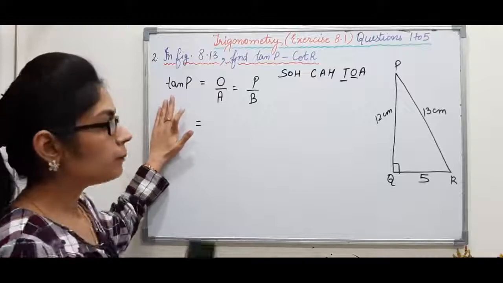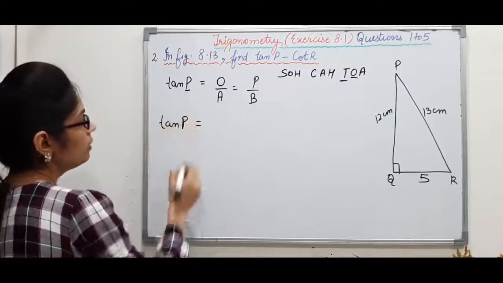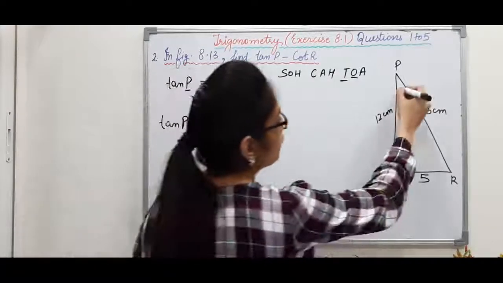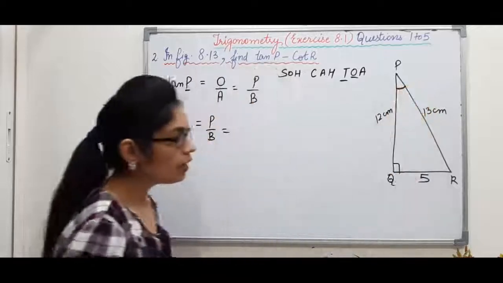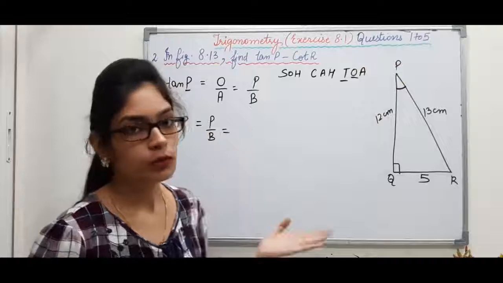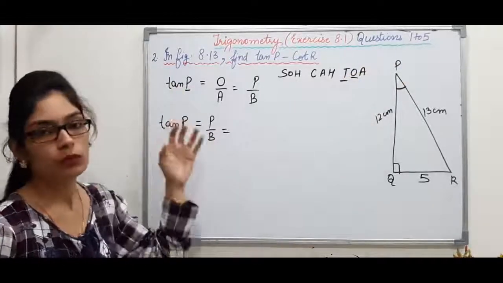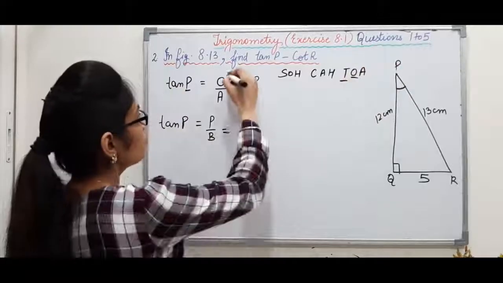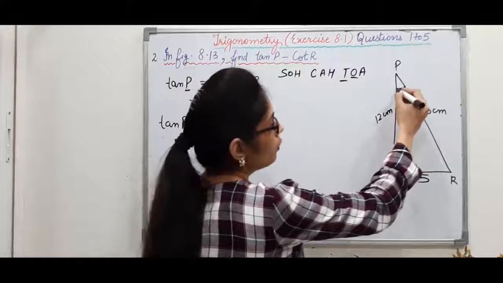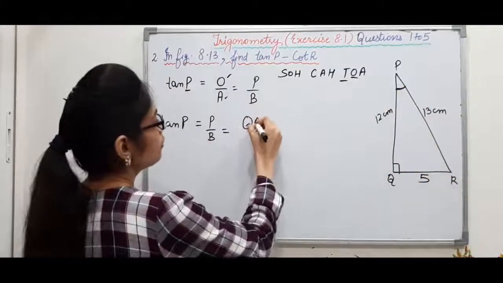Now tan P, with respect to P we have to find the value of tan. So tan we know is perpendicular over base. You have to be very careful with the name of the angle. So tan P they want us to find. So opposite of P you have to see. Opposite to angle P, the side is QR. It's clearly visible. You can write QR.